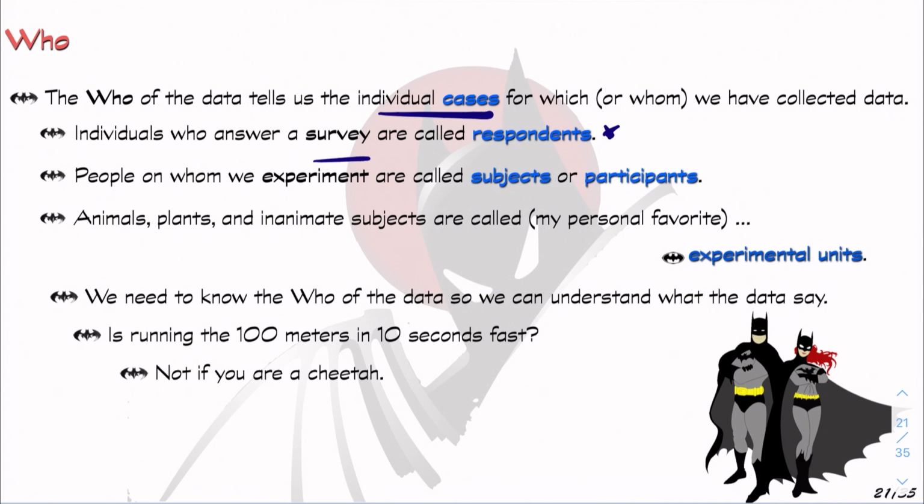But if I say you're looking for cheetahs who run up to 40 miles per hour, and you're looking at a 100-meter time, that might not be fast. You can see why the who is important.